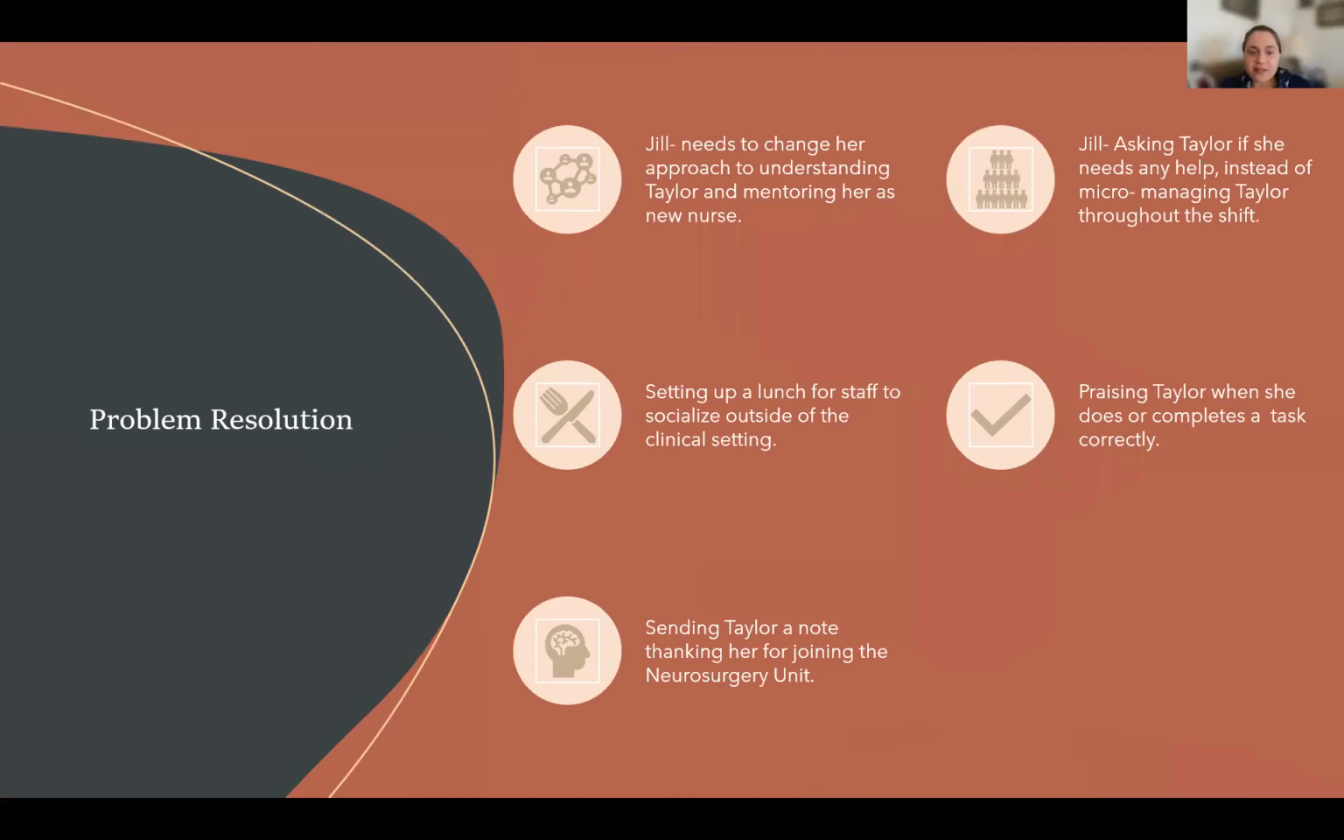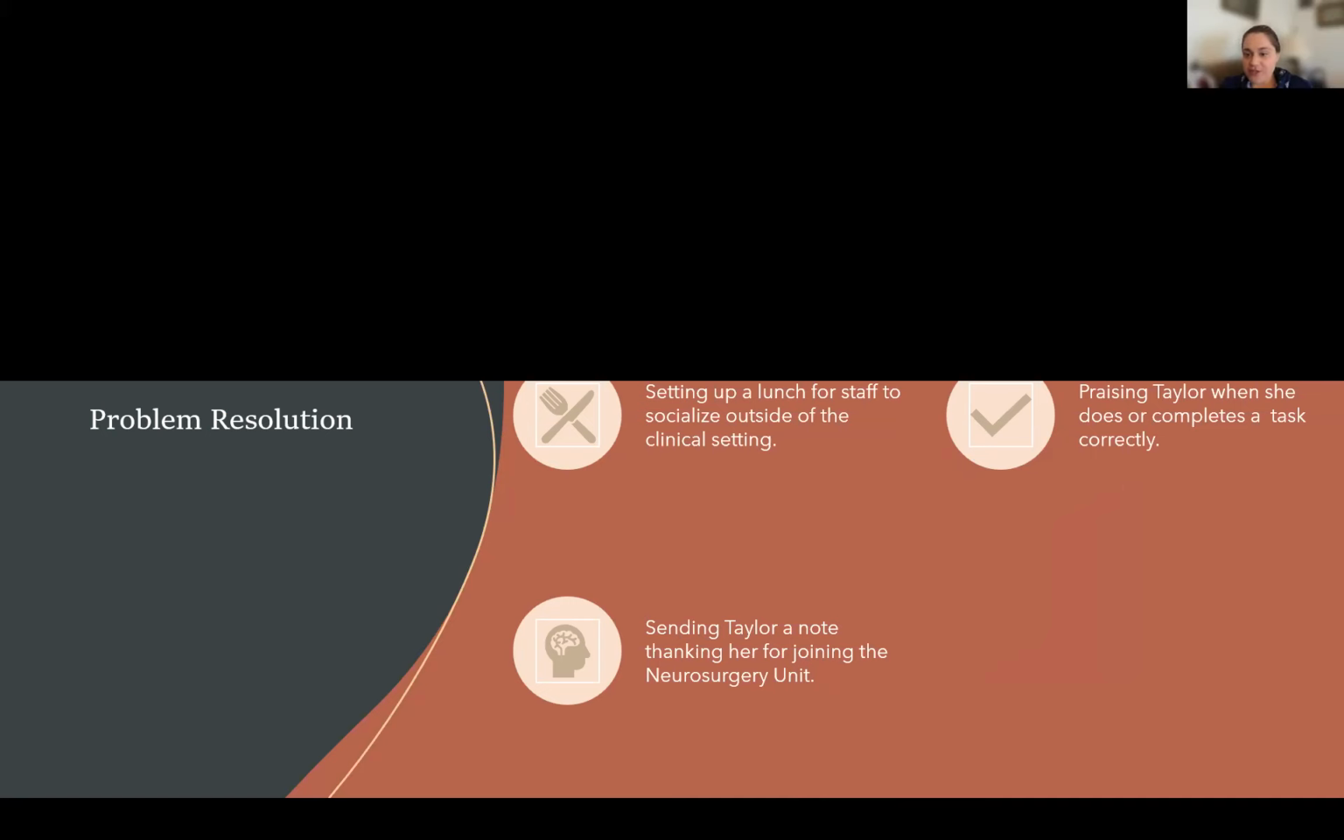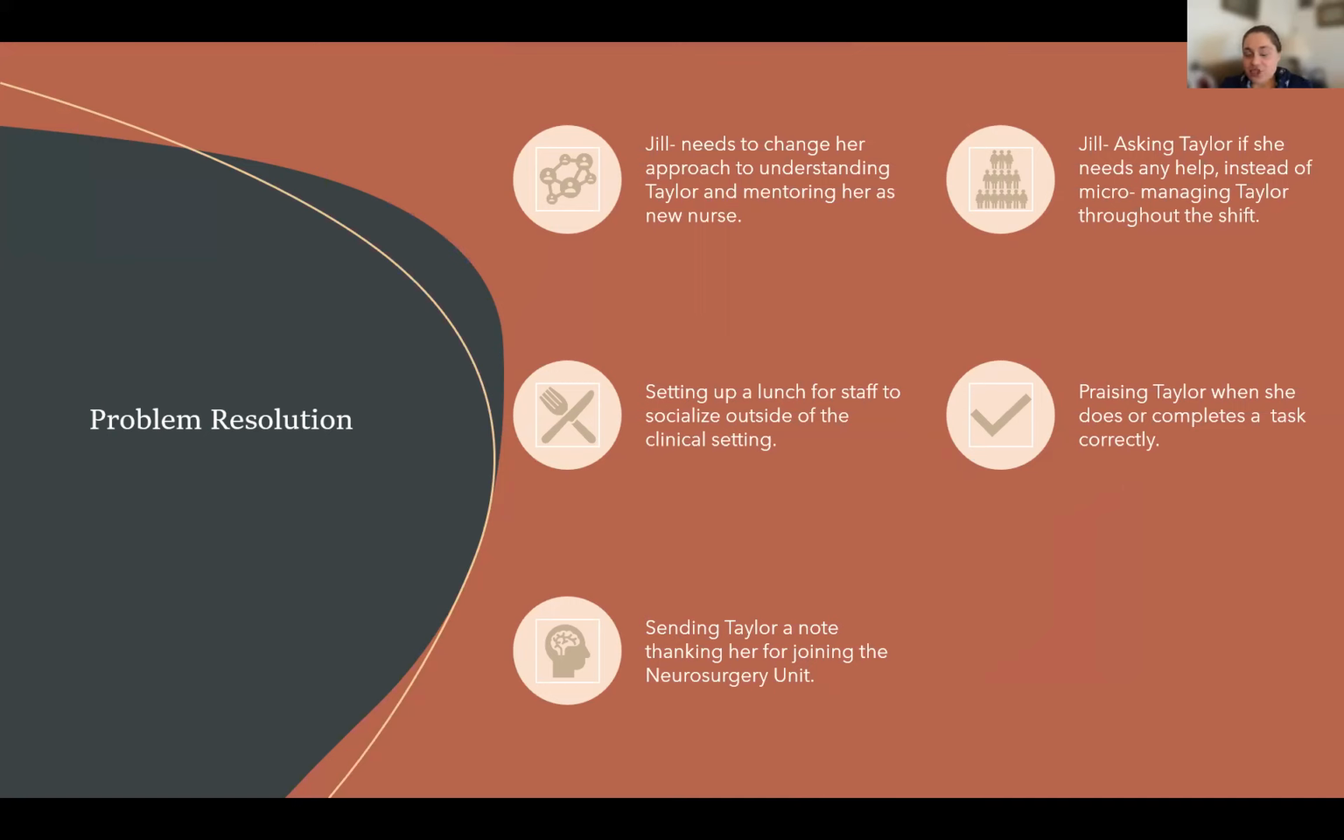So the problem resolution. Jill may need to change her approach to understanding Taylor and mentoring her as a new nurse, asking Taylor if she needs any help instead of micromanaging her throughout the shift. She may need to set up lunch for the staff to allow Taylor to socialize with other people in the clinical setting, praise Taylor when she completes a task correctly, and send Taylor a note thanking her for joining the neurosurgery unit.